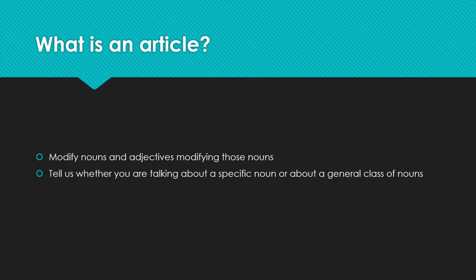An article modifies nouns and the adjectives being used to describe them. They tell us what kind of noun we are talking about. Is it a general noun or one out of a group? Is it a class of nouns? Is it a specific noun from the group?